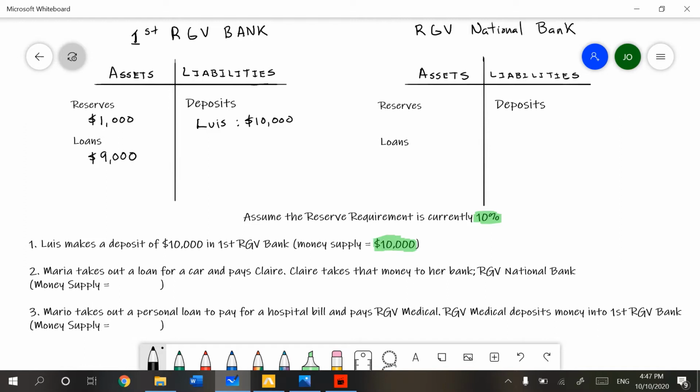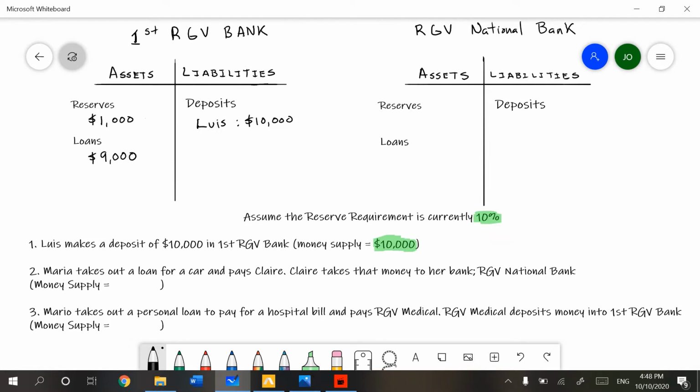You will see now that the assets and the liabilities on this T account are balanced. 1,000 plus 9,000 equals 10,000. At this point, the banking system has not created any money. This money was already in the system. Now, let's start creating money.